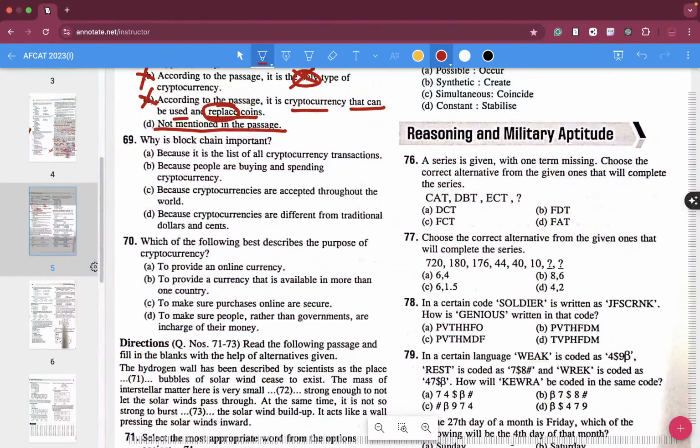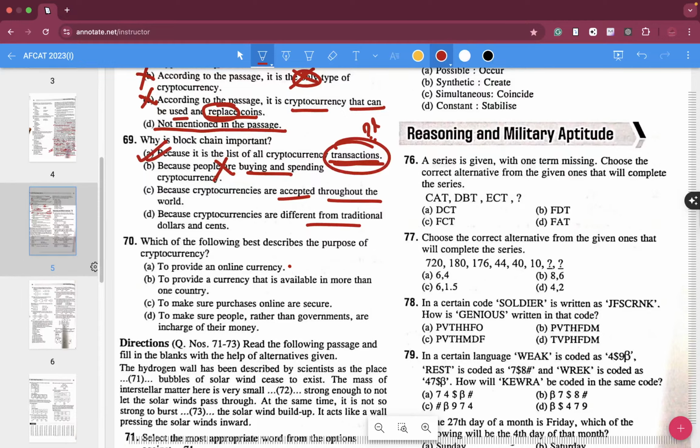Why is blockchain important? Because it verifies transactions, right? Okay, because it is the list of all cryptocurrency transactions, because people are buying and spending, not because they are accepted throughout the world, which are different, right? Okay, because blockchain is the list of all the cryptocurrency transactions. This word is very, very important, right? This transaction. Okay, by this transaction we get to know that this is the correct answer for this particular question, folks, right?